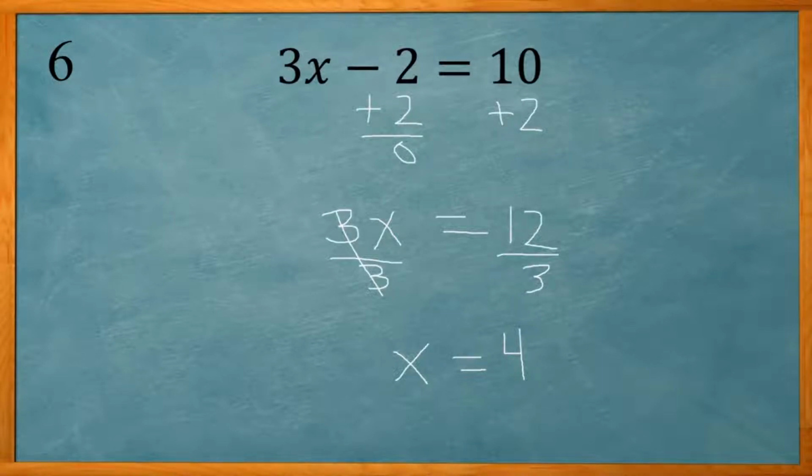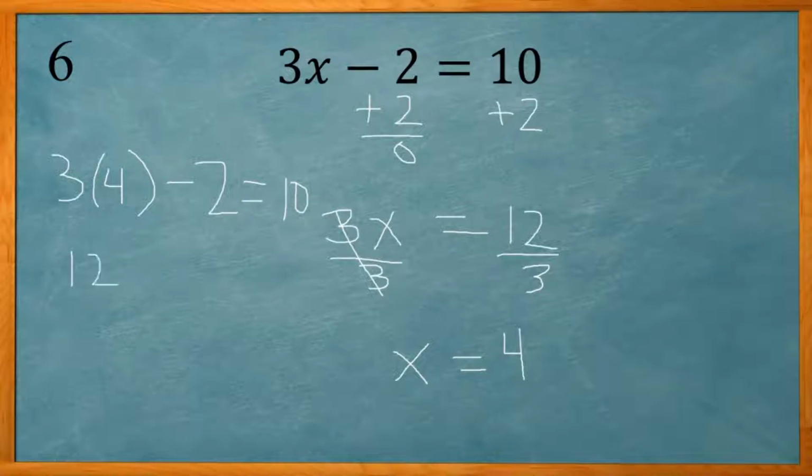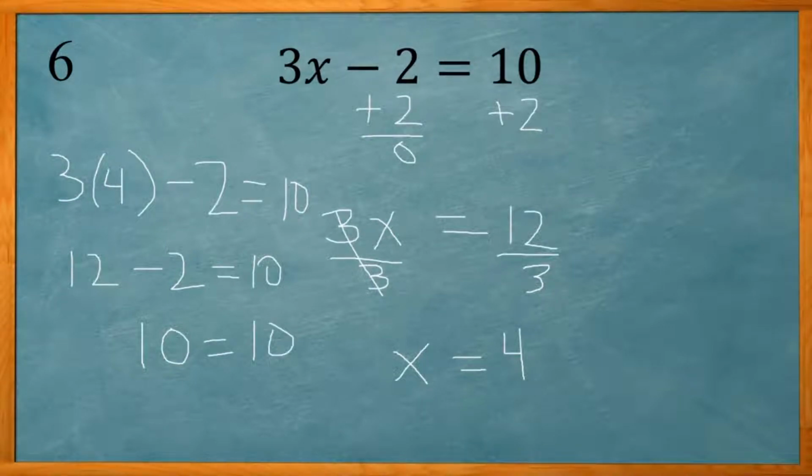Now, for any of these equations, you can check your answer by putting the x value back into the equation and making sure that it comes out to be true. So we're saying 3 times 4 minus 2 equals 10. So 3 times 4 is 12, minus 2 equals 10. 12 minus 2 is 10. So 10 equals 10, so that's true. If both sides equal the same number, your answer is correct.